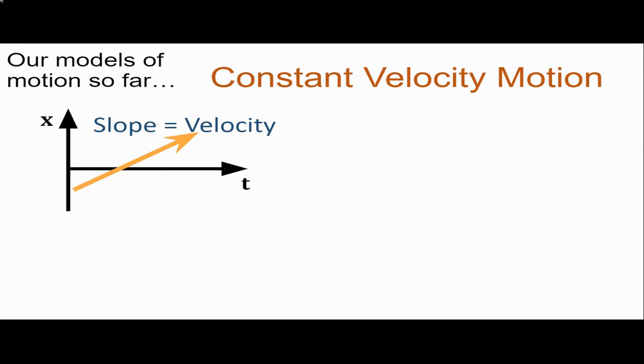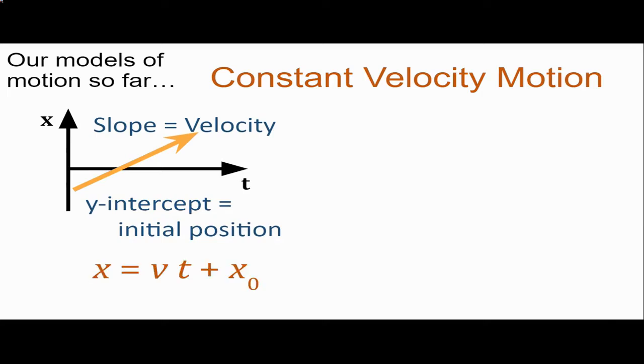The first model we talked about was constant velocity motion. We started off looking at graphs of position versus time and found that with constant velocity motion, we always had linear graphs. And the slope of those graphs, the rate at which the position was changing, we called velocity. We also talked about the fact that the y-intercept of these graphs would tell us the beginning or initial position of an object. We modeled motion using an equation like this. Position is equal to velocity multiplied by time plus the initial position.